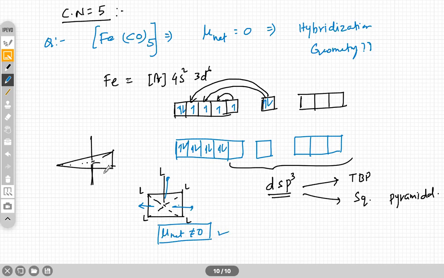But if it is trigonal bipyramidal, this dipole moment will get cancelled by this dipole moment, and this dipole moment will get cancelled by this dipole moment, right? So mu net is 0 for TBP, trigonal bipyramidal. Since in the question it is given mu net is equal to 0, hence the geometry for this particular complex is trigonal bipyramidal. It is not a square pyramidal.